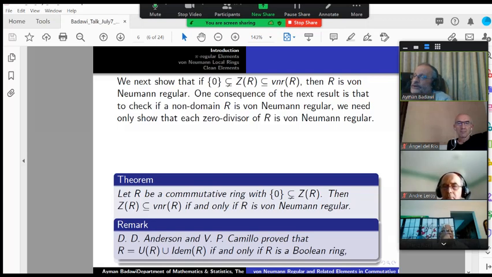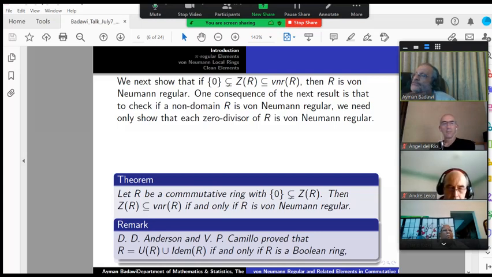Okay, this result here by D.D. Anderson and Camillo: they prove R equals the union of the set of all units and the set of all idempotents if and only if R is a Boolean ring. This is a well-known result by D.D. Anderson and Camillo. So the question is, why did I mention it here?